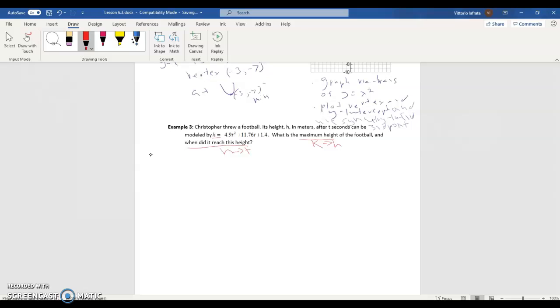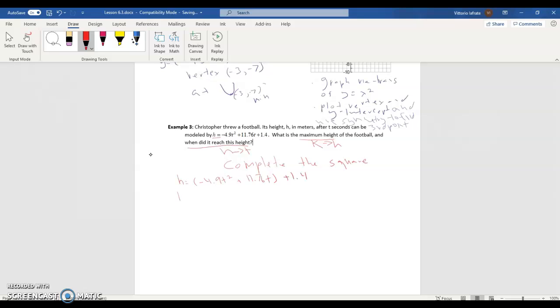Now we can complete the square to find the vertex. So it's the same idea. Don't be intimidated by the decimals there. h is equal to, we'll put our brackets around, negative 4.9 t squared plus 11.76 t, and then plus 1.4.